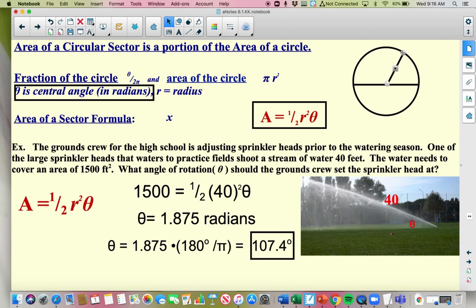So that means if I give you a visual here, there we go. Your sprinkler head would start at the positive x-axis, and then it would just rotate around to 107.4 degrees and rotate back and just keep going back and forth. And this area of the field would be 1,500 square feet that's getting watered. And there you have it.